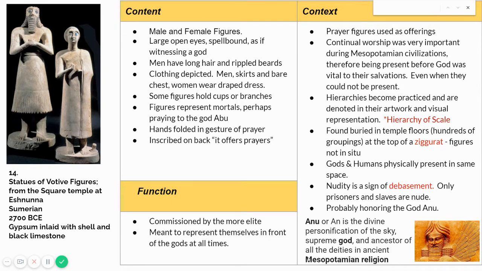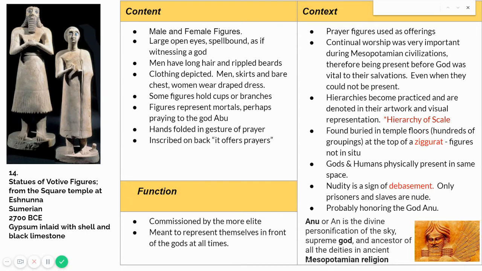Hierarchy of scale. We know that starting with ancient Sumerians, the importance of people, whether it be gender-based, mortal versus god-based, or civilian versus king or ruler, that hierarchy was determined by the scale or the proportion of the figures. So you are going to see that a lot. We're going to talk about that a lot, but this is one of your first notable examples of hierarchy of scale, which appears to be more gender-based.